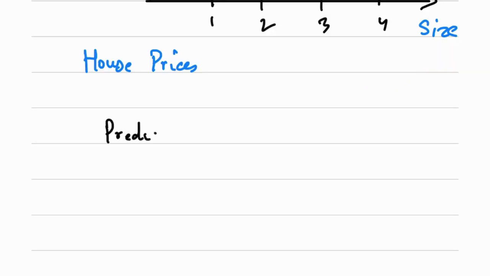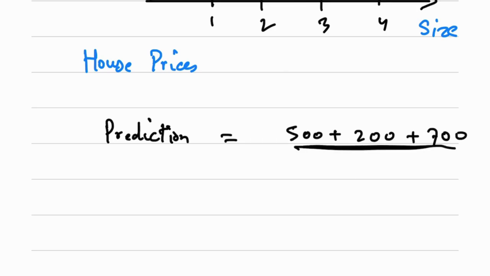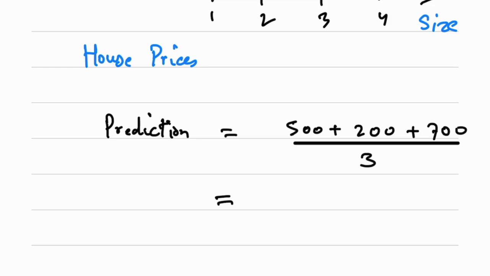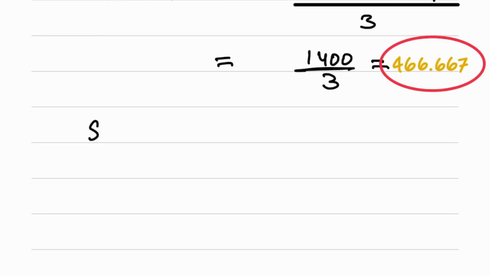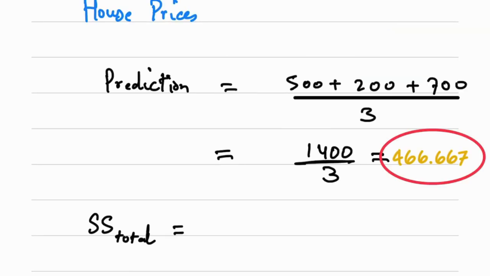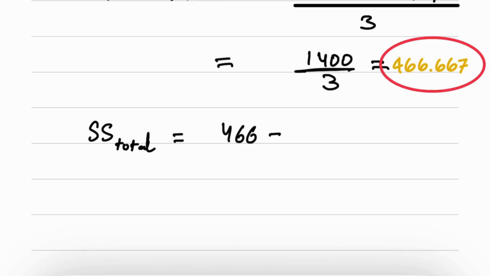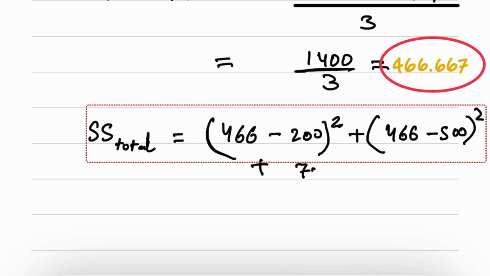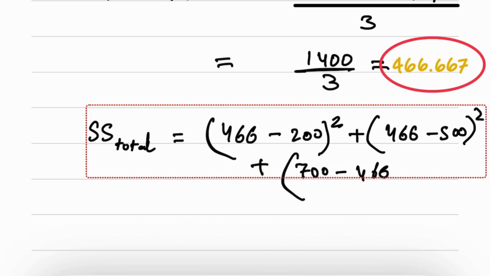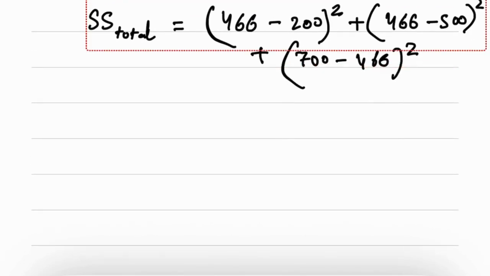As an example, let's say the prices are 500, 200 and 700. Dividing the sum by the total number of houses, we have the mean price as 466k. So let's understand the SS total in this case. It will be 466 minus true value of 200 whole square, plus 466, which is the mean, minus true value of 500 whole square, plus 700 minus 466 whole square.